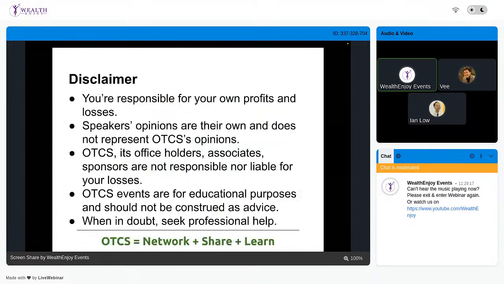And now for the most important slide. You are responsible for your own profits and losses. The speakers' opinions are their own and do not represent OTCS's opinions. OTCS, its office holders, associates, and sponsors are not responsible nor liable for your losses. And OTCS events are for educational purposes only and should not be construed as advice. And when you're in doubt, please seek professional help.